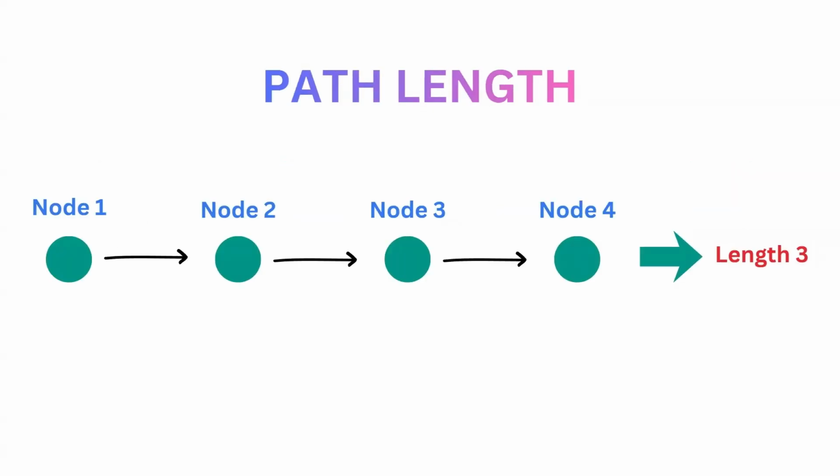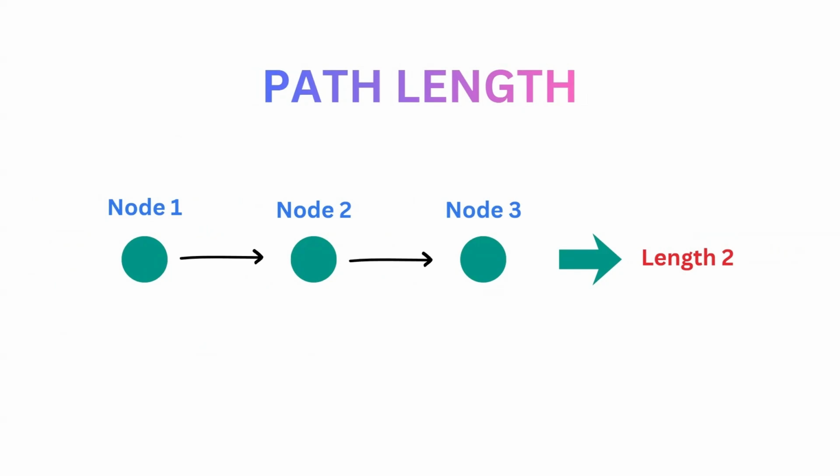Now, last we have path length, which represents the total number of edges in the path. Here we have three edges in total, so the path length is 3. One is this one, second, and then third. Now, if we have only node 1, node 2, and node 3, then the path length will be 2 because we have two edges. Here we have two edges in total, so the path length is 2.